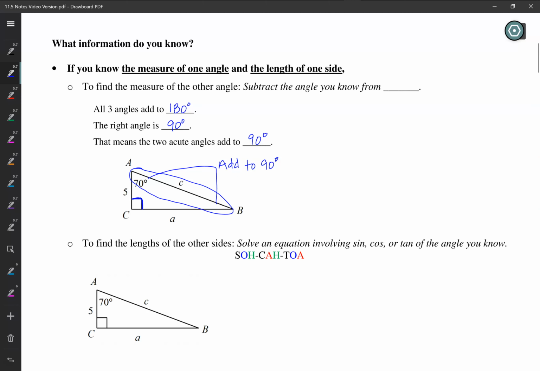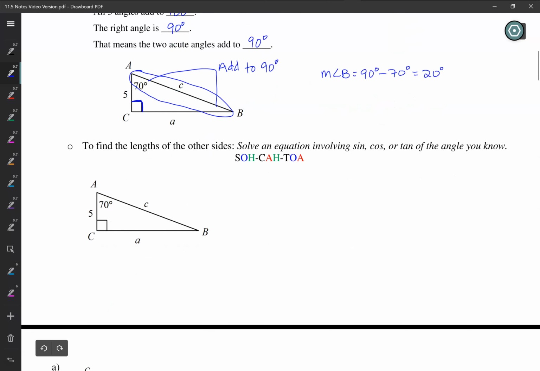So to find the missing one, the fastest way of doing that is take the one you know, the 70 degrees, and subtract it from 90 degrees. Now, if you want to go the long way, you could do 90 plus 70 and subtract that from 180. But the shortest way is just subtract the one you know from 90. So the way I would write this is, in this case, the measure of angle B is 90 degrees minus 70 degrees, which is 20 degrees.